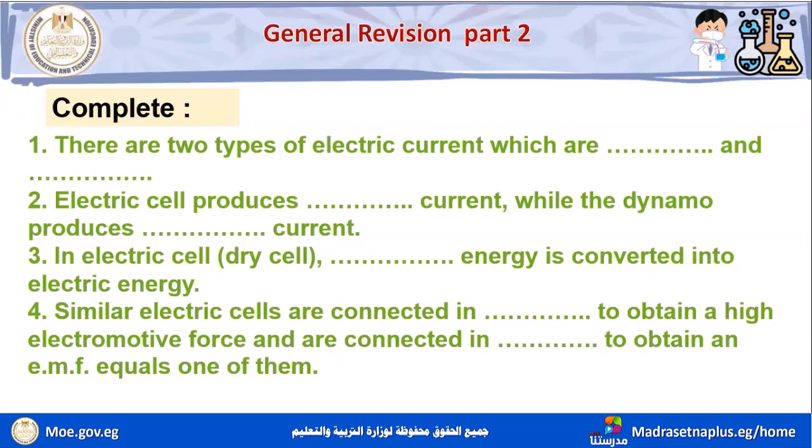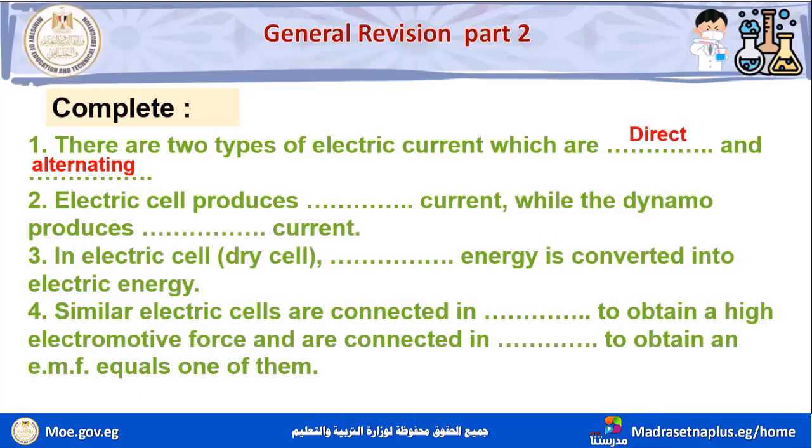Today, part 2, complete. Question number 1: There are two types of electric current, which are direct and alternating current.